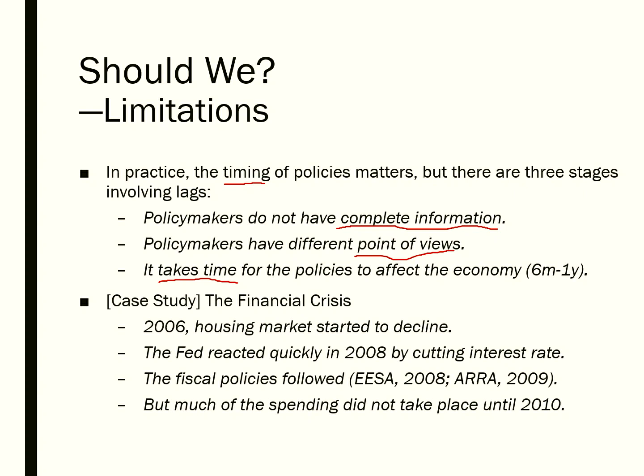As early as 2006, the housing market started to decline in the US due to the burst of substandard loans. To be fair, the Federal Reserve reacted very quickly, but only in 2008 they started to cut interest rates to provide extra liquidity required by the banking system. The fiscal policies also followed in 2008 and 2009, as in the two rescue packages EESA and ARRA. But bureaucracy takes a long time for all this money to be spent. They didn't happen until 2010. 4 years had passed since the initial housing market problem.